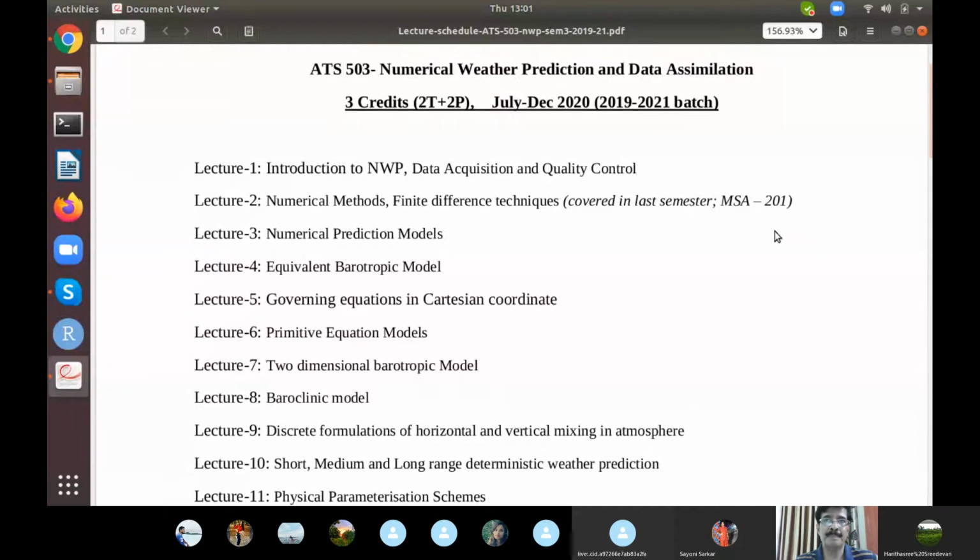Because the weather was predicted earlier using so-called synoptic charts. Have you heard about the synoptic charts? In old days, when computers were not available, people used to manually plot the weather information on big charts, and then after plotting the observations, they used to analyze them by hand manually.